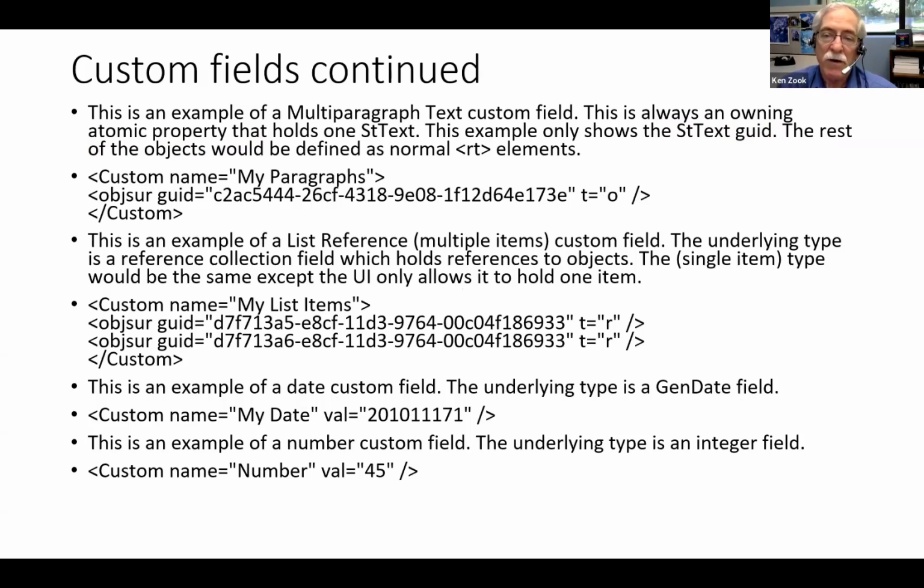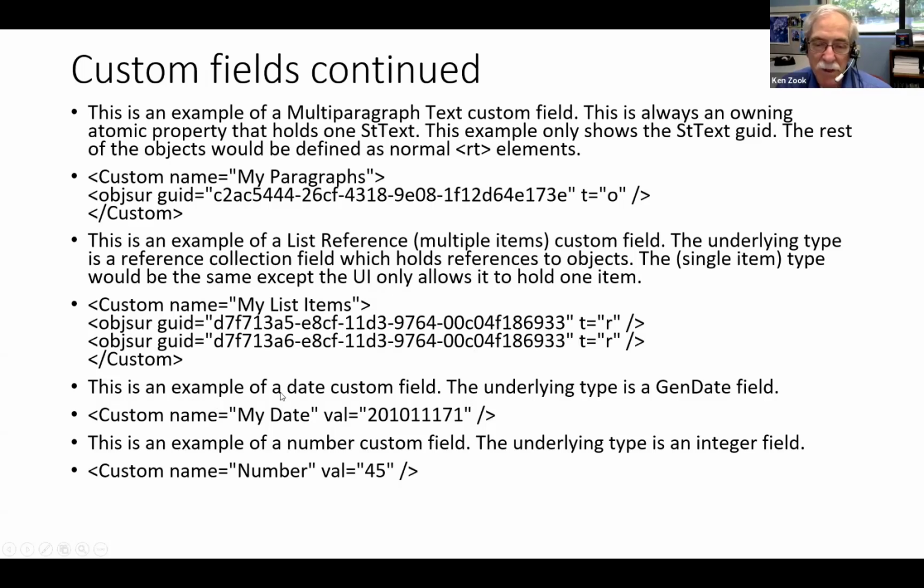Here's an example of a multi-paragraph custom field. This is always an owning atomic property that holds one StText. This example only shows the StText itself. The rest of the objects would be defined as normal rt elements. And then here we have an example of a list reference, multiple items. The underlying type is a reference collection field, which holds references to objects. The single item type would be the same, except the UI only allows it to hold one item. So this would have objsur elements with a t for reference.